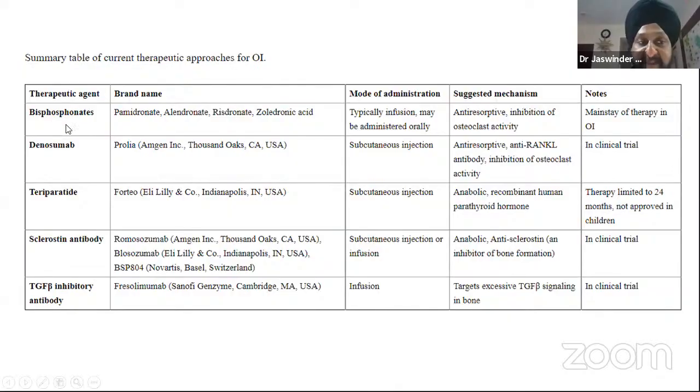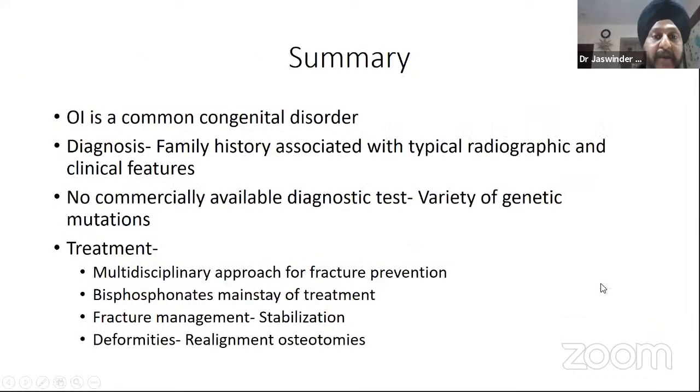As said already, bisphosphonate is the one being used, an anti-resorptive drug which works by the inhibition of the osteoclast, and that is the mainstay of treatment in osteogenesis imperfecta. All other drugs, denosumab, teriparatide, sclerostin, TGF beta inhibitory antibody, are actually in clinical trial, and some of them are not approved for children yet. So this is the last slide for my talk.